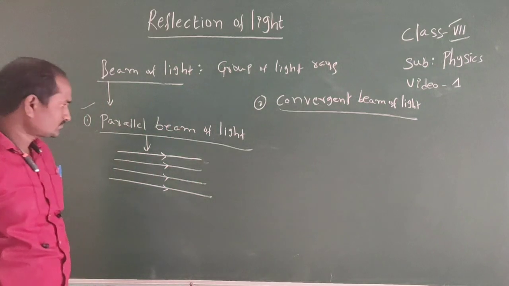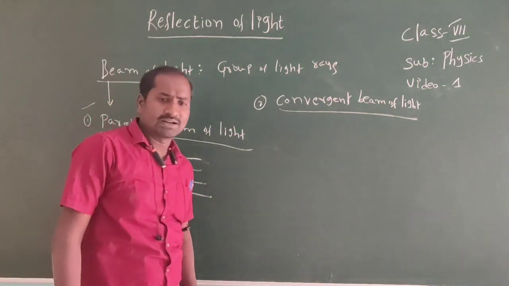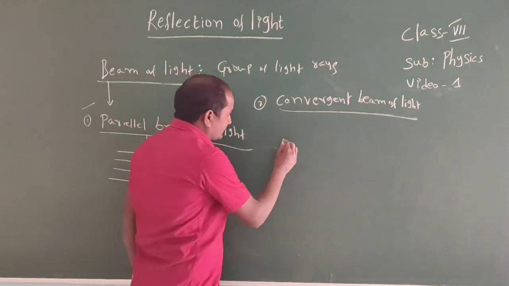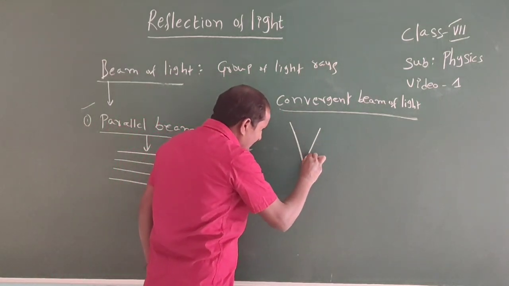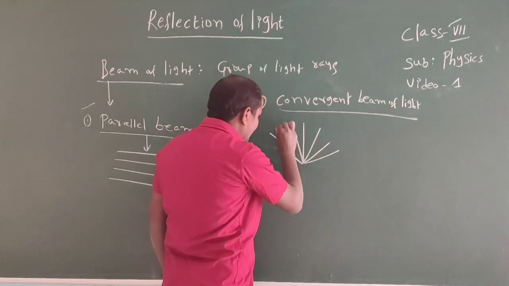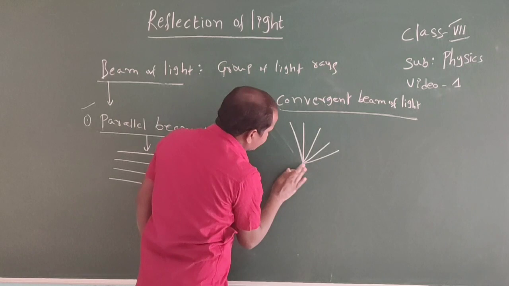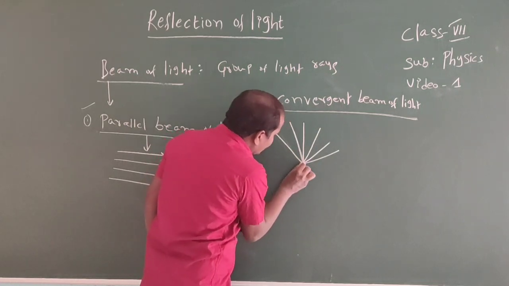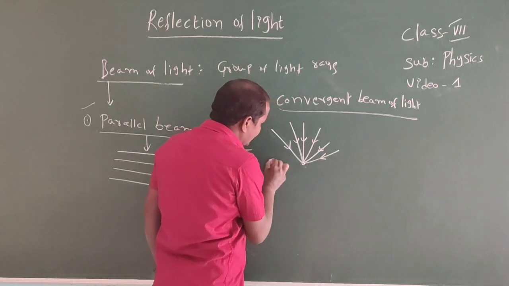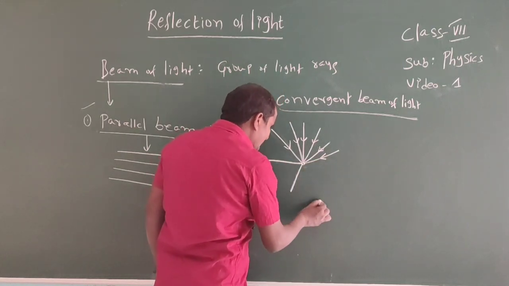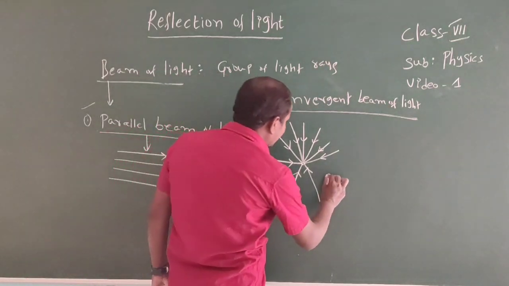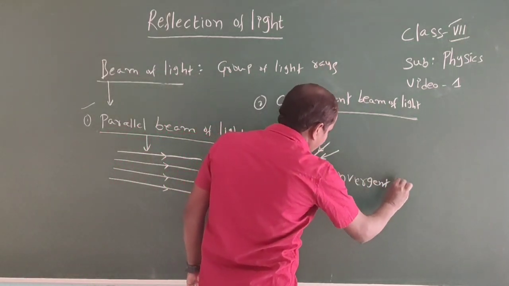Convergent beam of light means the number of light rays coming from different directions but meeting at a single point. That is called a convergent beam of light. Listen, see here, the number of light rays coming from different directions but meeting at a single point. It is the diagram of the convergent beam of light.